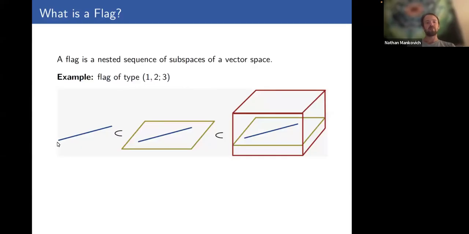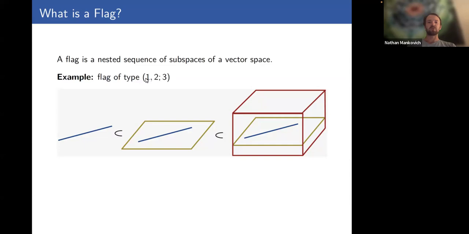We have this first subspace, which is a one-dimensional subspace. And it lives inside a two-dimensional subspace here, which is this yellow plane, and then it lives inside R3. So flags have types, which essentially are the dimensions of the nested sequence of subspaces. So this would be a flag of type 1, 2, living in R3.